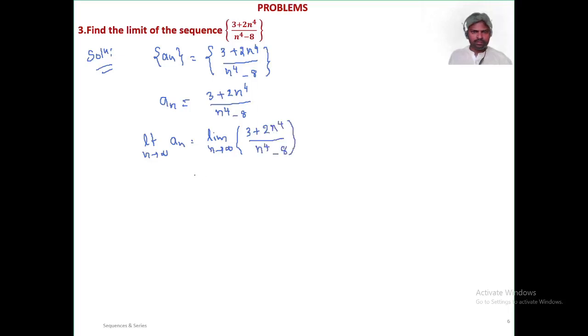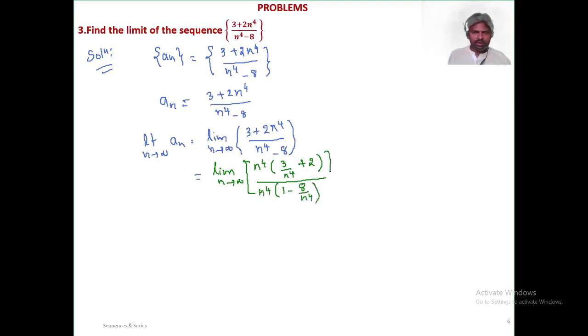Before applying the limit, let us take out the highest power of n as common. As n becomes large, in the numerator I am taking n power 4 common. If you take n power 4 common here, you will get 3 upon n raised 4 plus 2. This is the numerator term, divided by the denominator term. Take n raised 4 common there also: 1 minus 8 upon n raised 4.